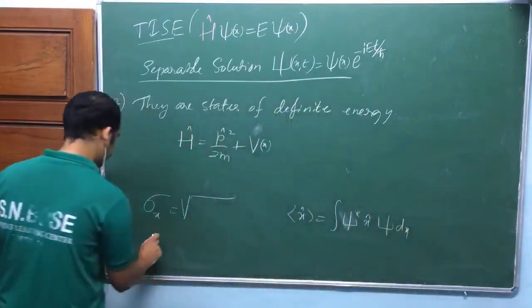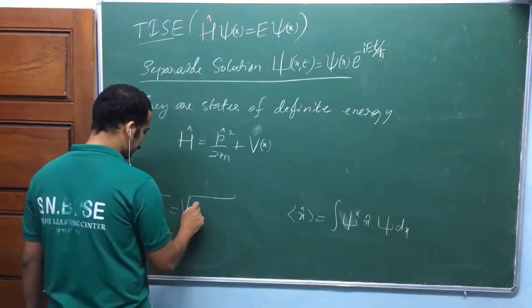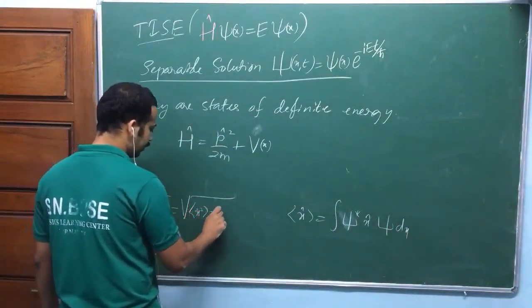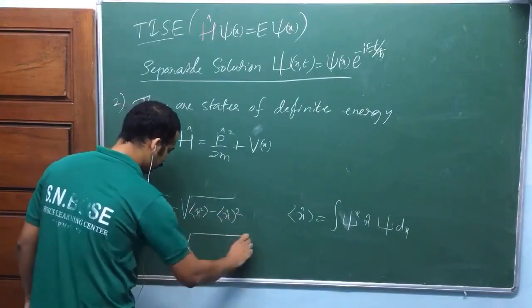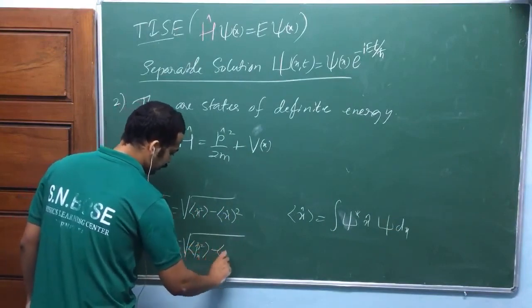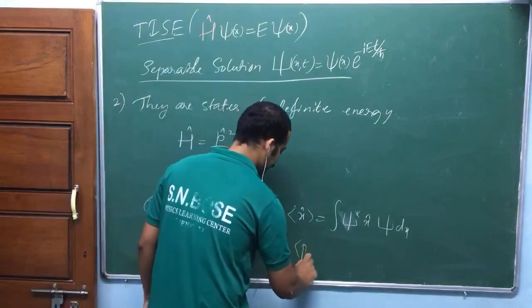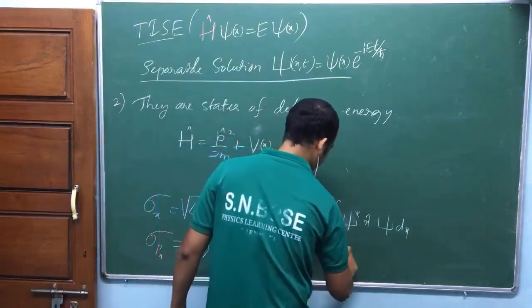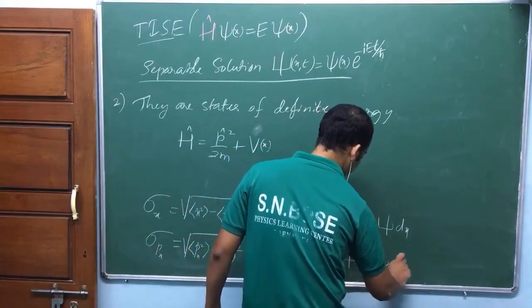Suppose you need momentum uncertainty, what did you do? So can I write like this? Expectation of x cap square minus expectation of x cap the whole square. What you did for momentum? Root of expectation of px cap square minus expectation of px cap the whole square. Am I right? Expectation of px cap is the integral of psi star px cap psi dx. Am I right?